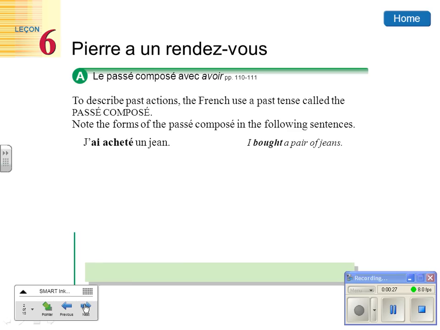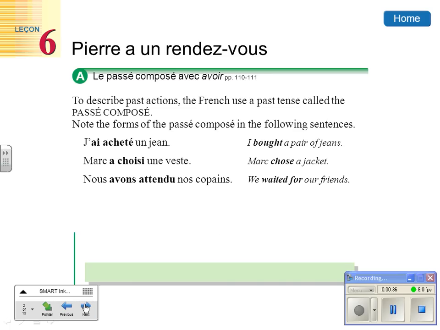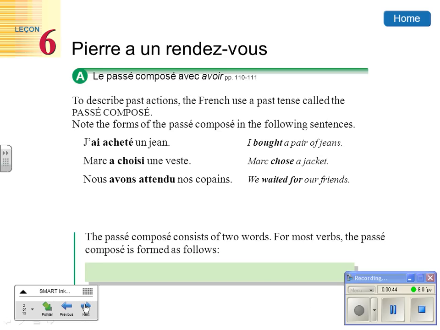J'ai acheté un jean. I bought a pair of jeans. Marc a choisi une veste. Marc chose a jacket. Nous avons attendu nos copains. We waited for our friends. So the passé composé consists of two words, whereas the present tense is just a simple tense with one word.